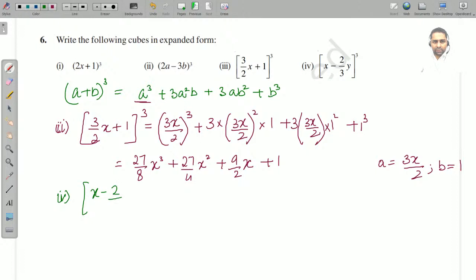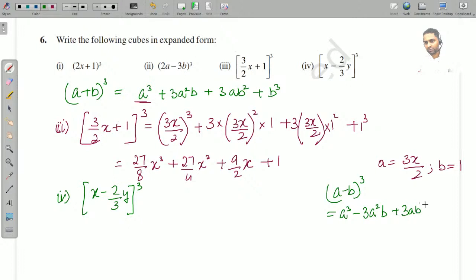x minus 2 by 3y whole cube. Over here, which identity will you be using? Instead of a plus b whole cube, we'll now be using a minus b whole cube. a minus b whole cube equals a cube minus 3a square b plus 3ab square minus b cube. So first of all, what is a over here? You have to identify a, that is x, and what is b over here? That is 2y upon 3.